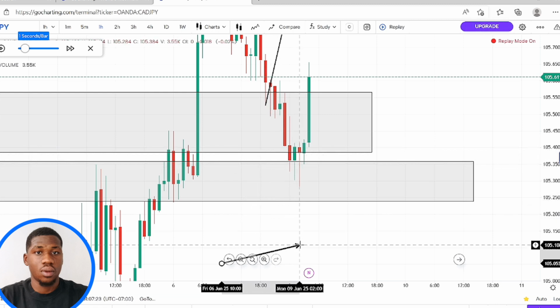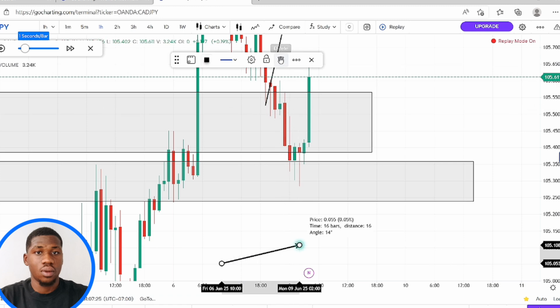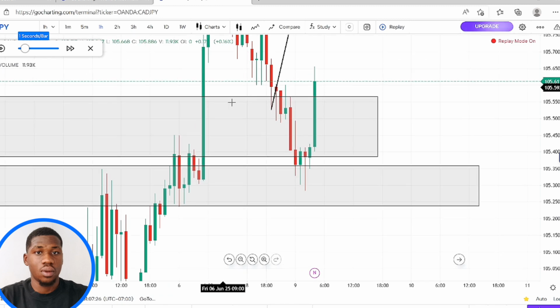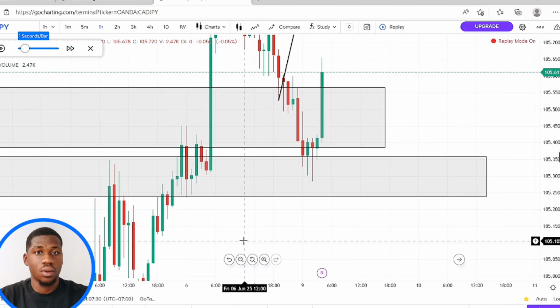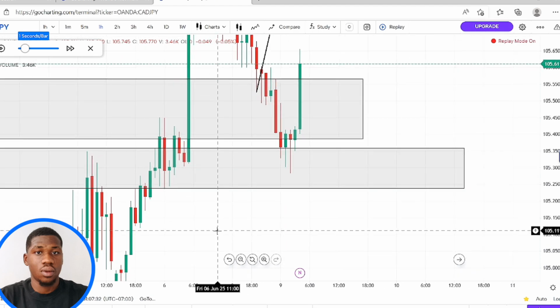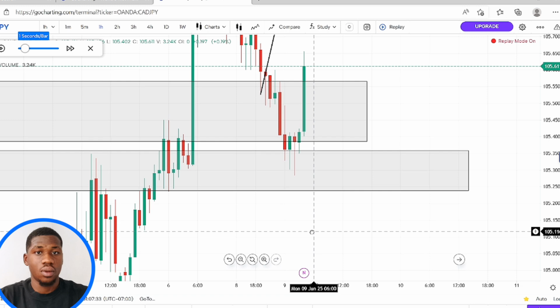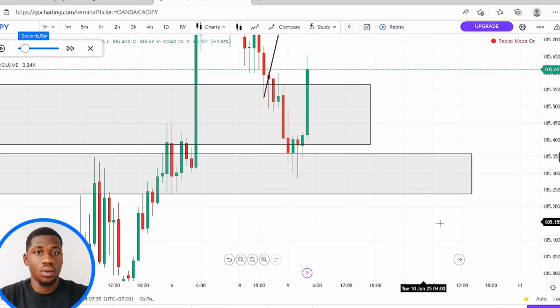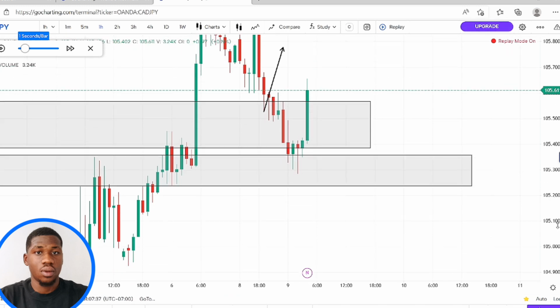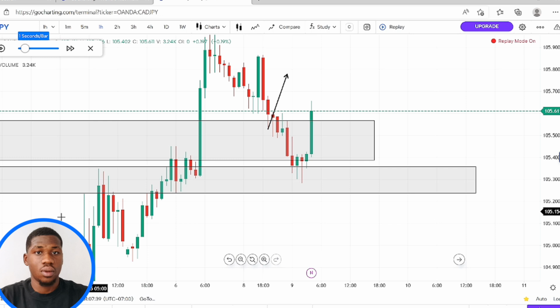So guys, let's go. Now the next thing you need is literally a pullback. We need a pullback so we can plot our POI. For me to plot my POI, I use the line and a zone to plot it for this particular trade. So let me plot it for you guys.